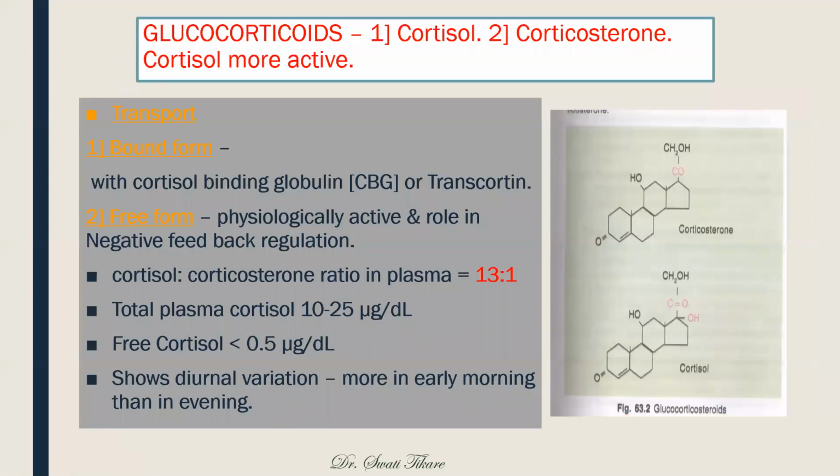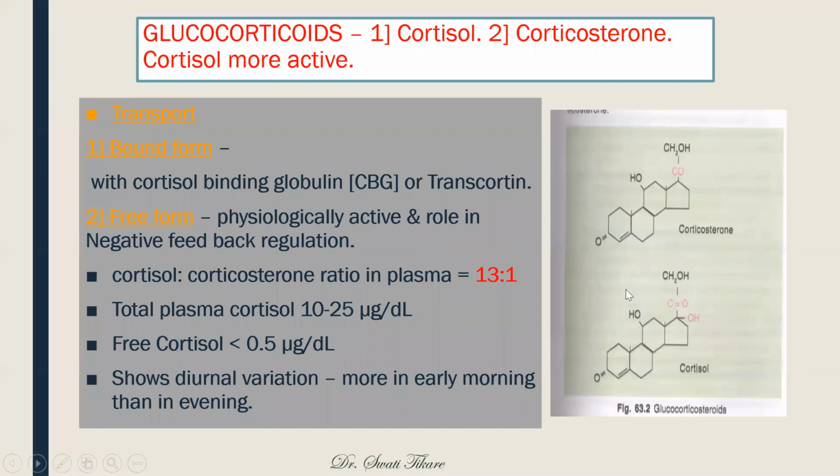Next, the hormones that are formed are cortisol and corticosterone. Cortisol is the more active form, and how is it transported once it is formed in the adrenal cortex? Either in the bound form or in the free form. The bound form is along with cortisol binding globulin, CBG, or transcortin, it is called. The free form is the physiologically active form, and you know all the free forms of hormones are always responsible for 2 things. One is the action of the hormone itself, and the second is that they are the ones responsible for the negative feedback regulation.